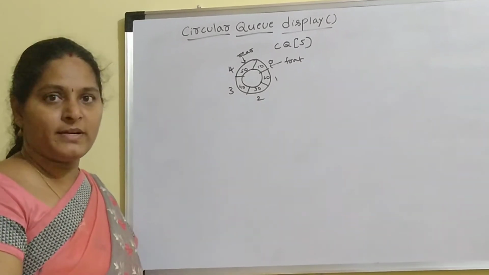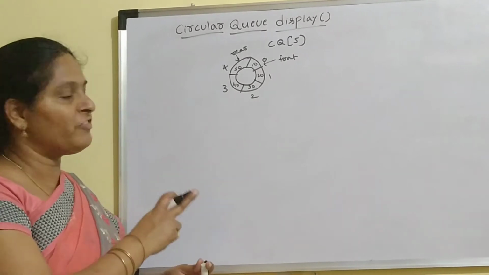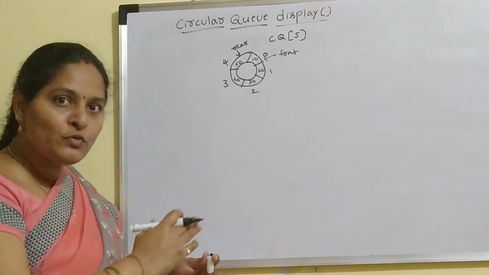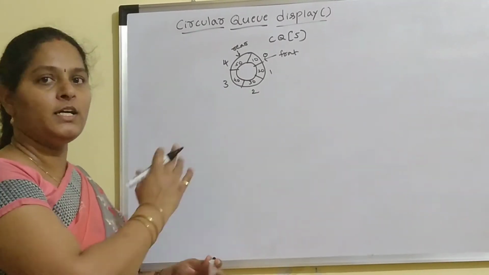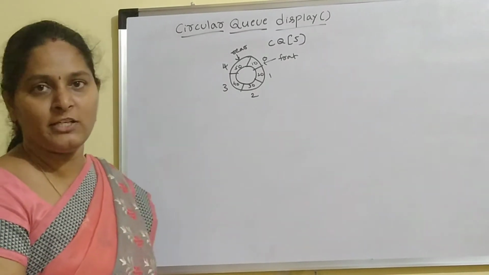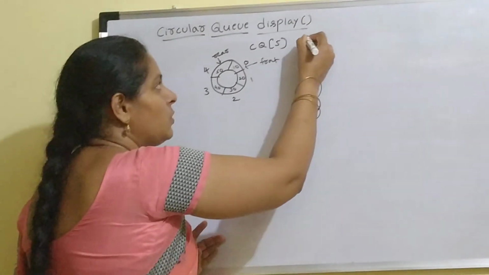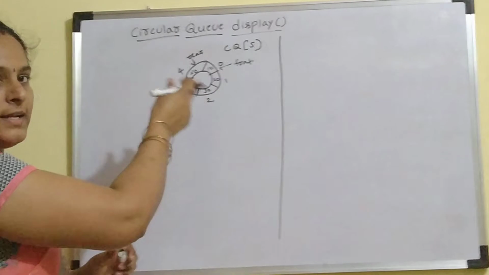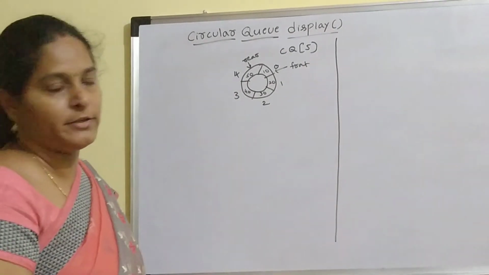Take an additional variable, i. Assign that variable to the front position, that is the first position. From there, start moving i. While moving, you just print and move to the next element. That is the concept we need to follow while displaying all the elements of the circular queue. Okay, let us see the code. I'll write the code directly, and with the code, I'll explain how the elements are printed in the circular queue.